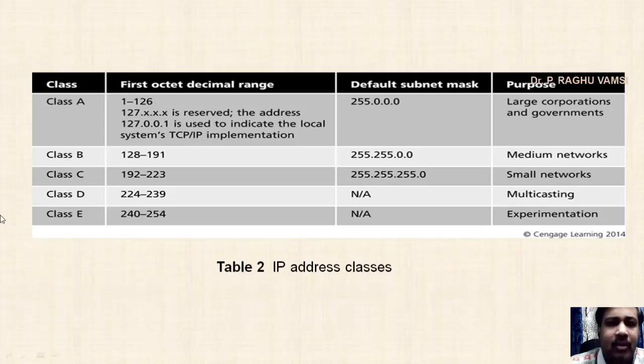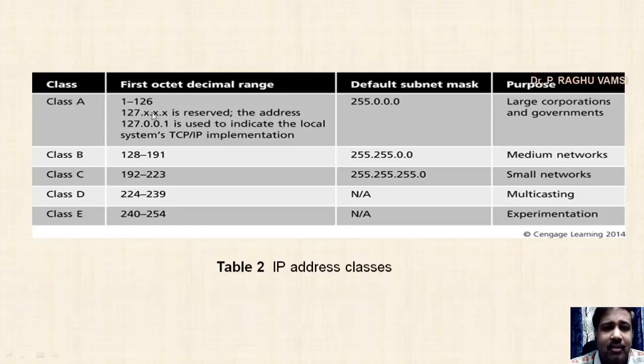In class A, the default subnet mask is 255.0.0.0. That means the first portion, 255, is used for the network, and the rest is used for the host. So here 255 is for the network addressing, and the remaining for the host addressing. Large corporations and governments will use this class A networking for their networking and assigning of the private IP addresses.